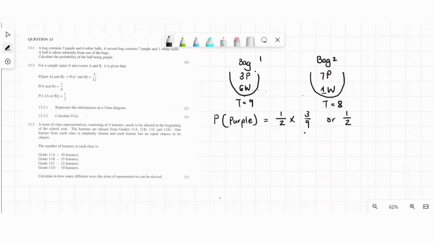Or what could happen is I pick from both of them, which is I could pick this one, which is going to be 1 divided by 2, right? But let's say I pick bag 2. So here, how many total balls do I have? I have 8, but how many purple options do I have? I have 7. So simplifying this, O means plus, right? So a half multiplied by 3 over 9, what am I going to get? I'm going to get 1 over 6, right? Then O is plus. Then 1 over 2 multiplied by 7 over 8 is going to give me 7 divided by 16. Therefore, it's going to be 29 divided by 48. So this will be your answer.